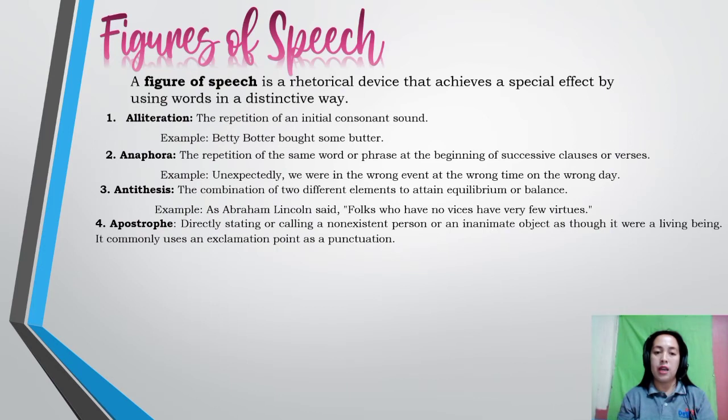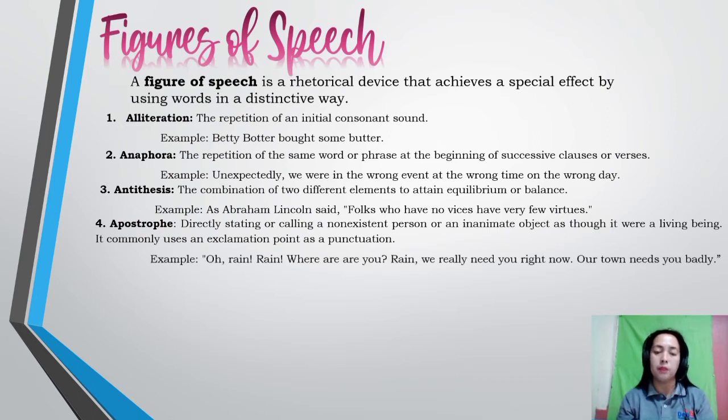Next, apostrophe. Directly stating or calling a non-existent person or an inanimate object as though it were a living being. It commonly uses an exclamation point as a punctuation. Example, oh, rain, rain, where are you? Rain, we really need you right now. Our town needs you badly. Anong gina-call niya? It is calling what? The rain. Rain is a non-existent person. Kaya hindi man siya person. It is an inanimate object. When you say inanimate object, non-living object siya. So, ginatawag mo siya as if nagakabuhi siya. As if tao siya nga ginatawag mo siya. Example, ano pa yan? Si Rizal. Rizal, we need you right now.